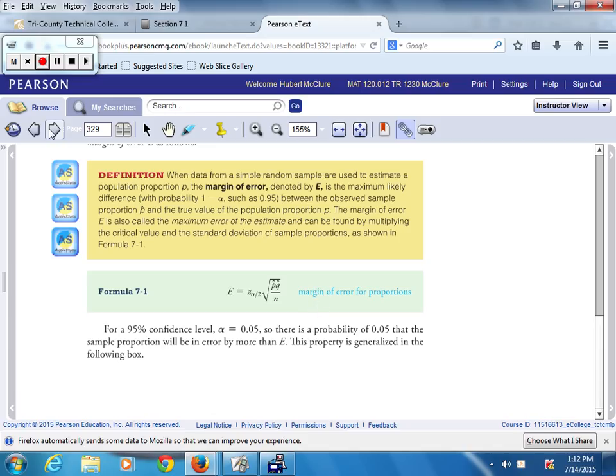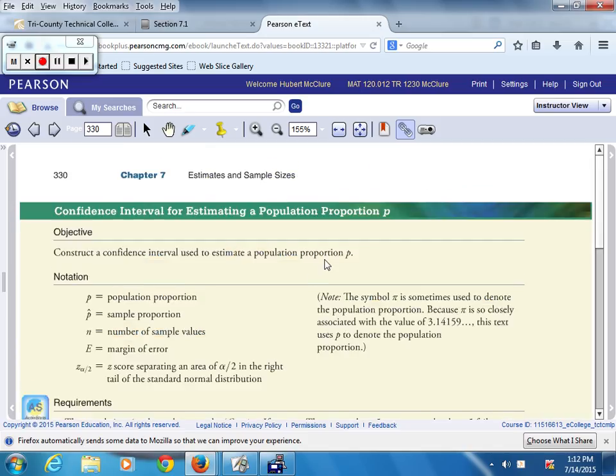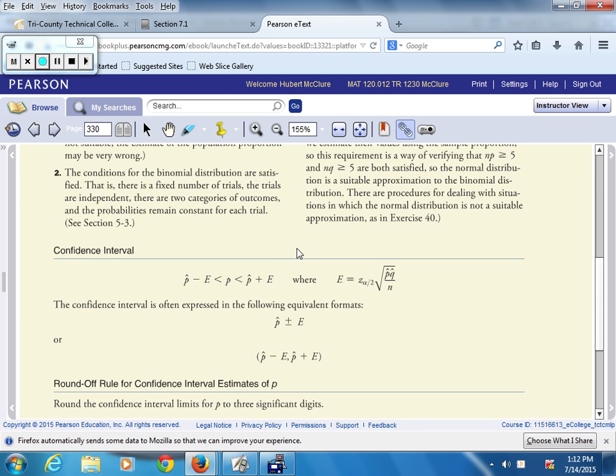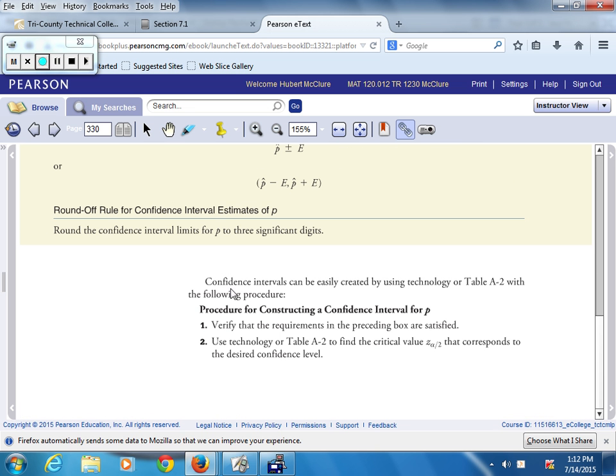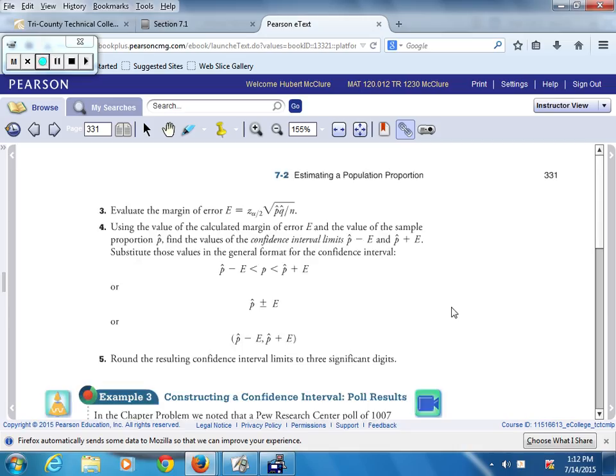Let's get to it. Probably going to give us a problem after this. I hope they do. If not, I'll find one.